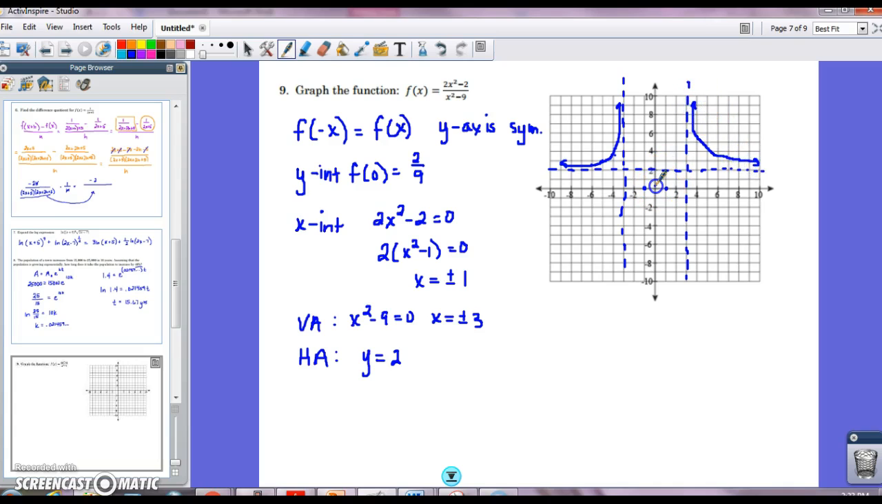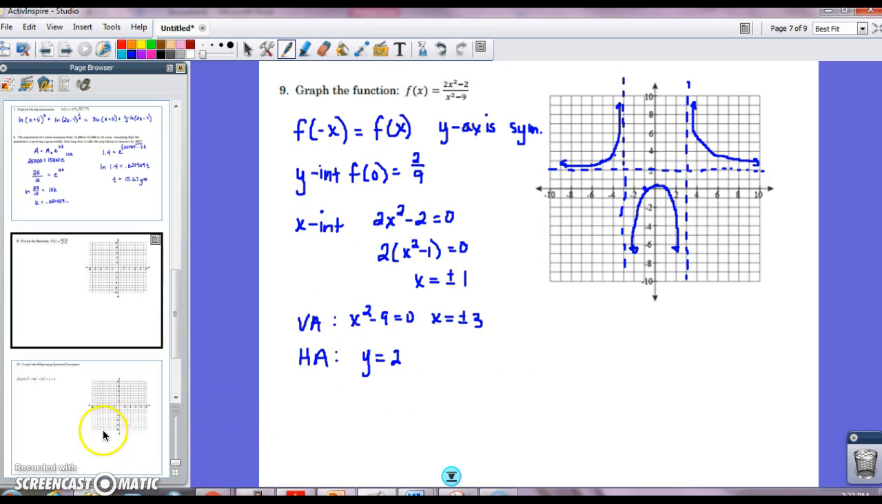And I know that my y-intercept is at 2/9. Looks like my graph is going to end up doing this. And there you have it. You need to make sure that you show all of that work when you're doing that problem.